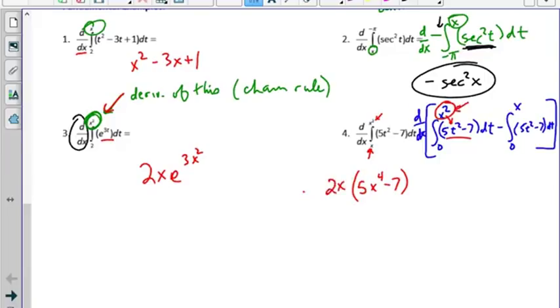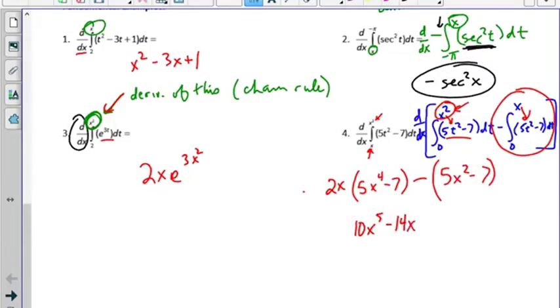So I get 2x. And then I'm going to subtract the derivative of the integral here, which is just replacing t with x. So I end up with 5x squared minus 7. So I can simplify this. I end up with 10x to the 5th minus 14x minus 5x squared plus 7. I could rewrite it in standard form if I want, but I don't have to.